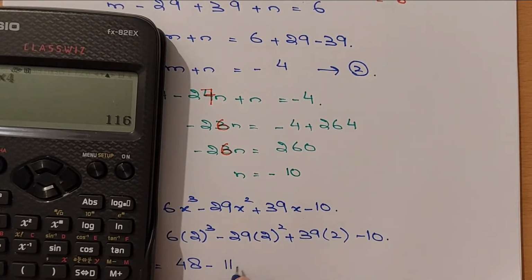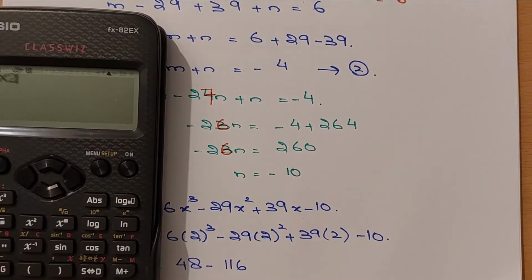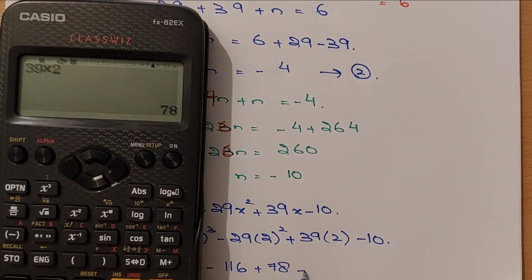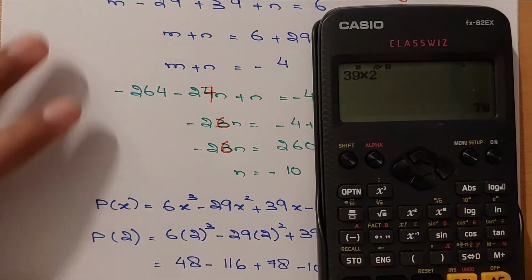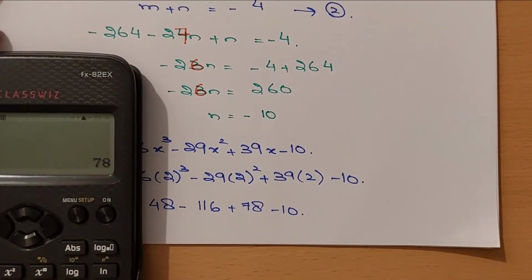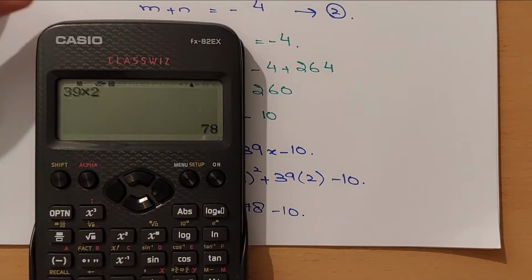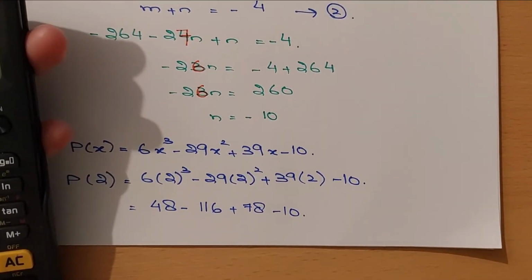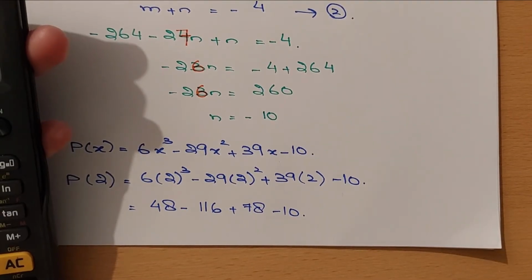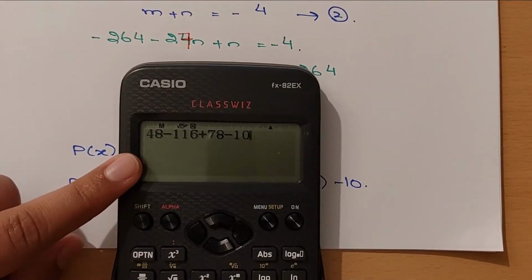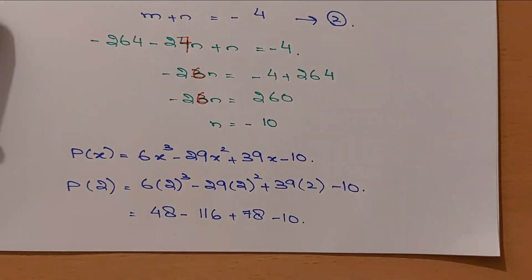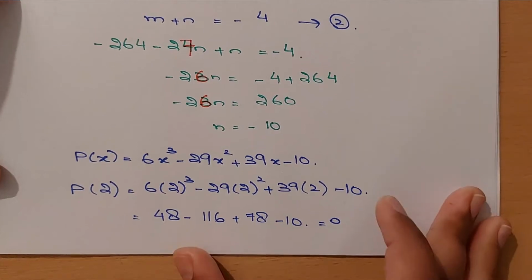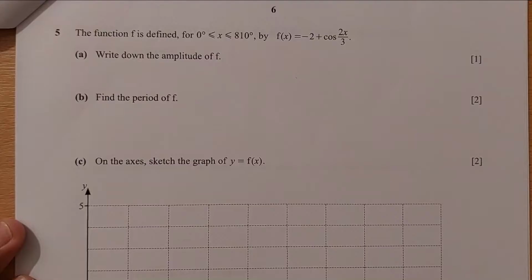116. Then 39 times 2, 78, and minus 10. Okay, this must be equal to 0. Let's see: 48 minus 116 plus 78 minus 10. This is equal to 0. Yes, so we can say that x minus 2 is a factor of the given polynomial.